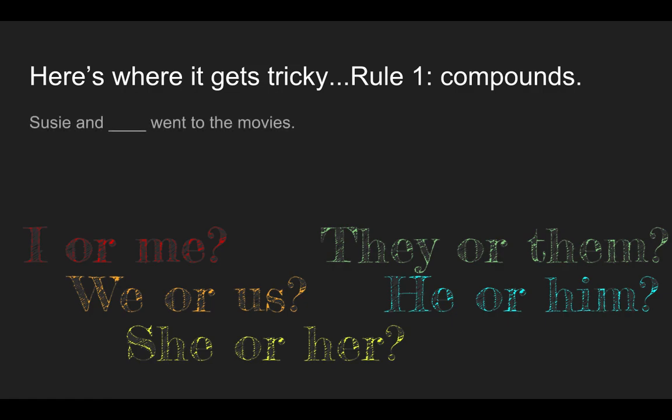Look at this one. Susie and blank went to the movies. Now, again, if we look at our verb, went, this blank comes before the went. So I'm going to use a subject pronoun. Susie and I went to the movies. Susie and we went to the movies. Susie and she went to the movies. A lot of times, though, people get this mixed up because it follows an and, and they want to use object pronouns. You can't do that because, again, you have to find where your verb is first.